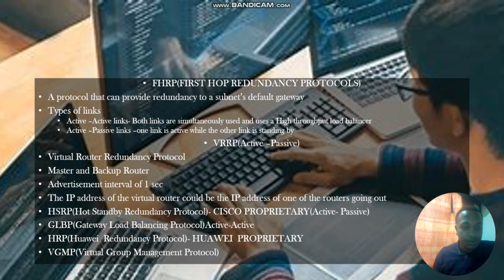And VGMP, which stands for Virtual Group Management Protocol. So these protocols are going to change according to the vendor that you're going to meet. It could be Cisco, it could be Huawei, it could be Juniper, but they change. The first hop redundancy protocol that is an industry standard is VRRP, which is the Virtual Router Redundancy Protocol, and it's used all over the networking vendors' devices. So the HSRP, HRP, VGMP are going to change according to your networking vendor.